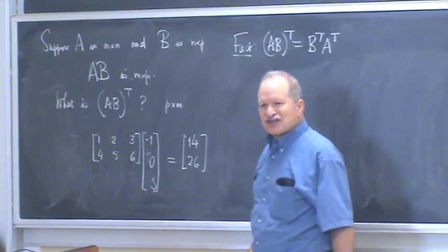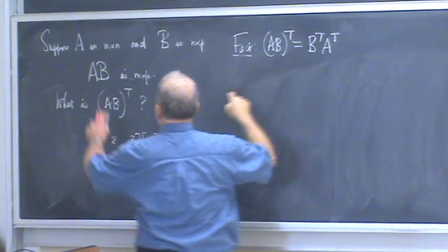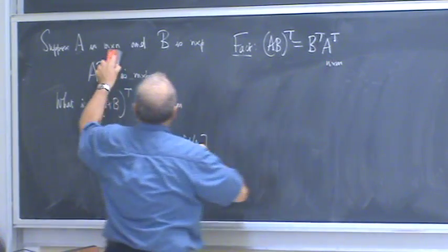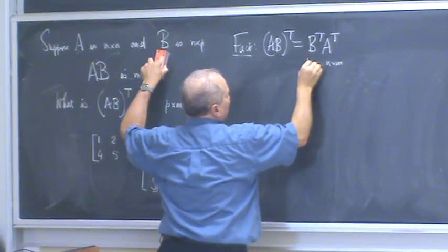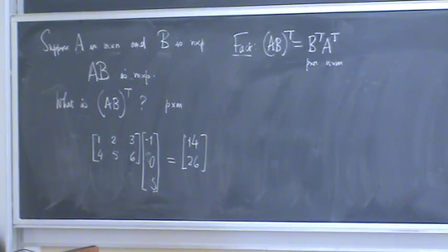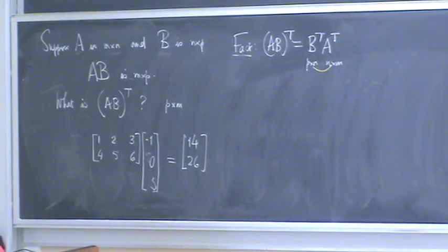Yeah, if the dimensions are going to match up, you have to switch the order, because A transpose is n by m, B transpose is p by n, and the only way to get the middle guys to match is to reverse the order.